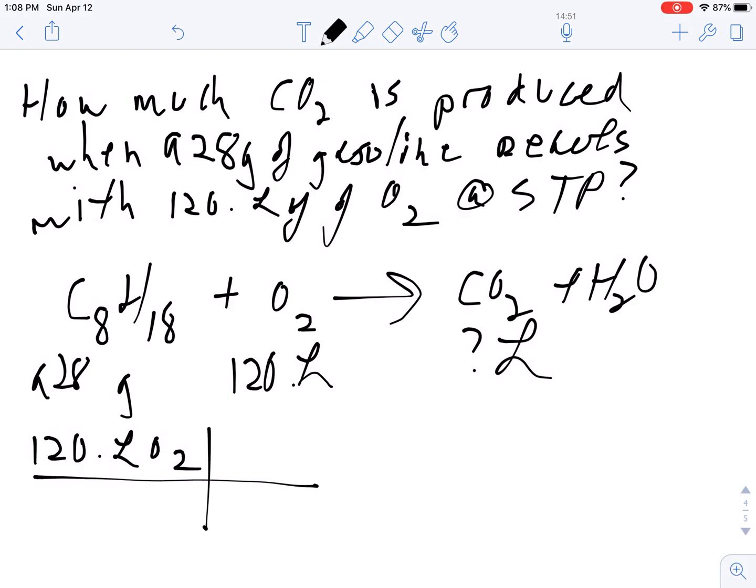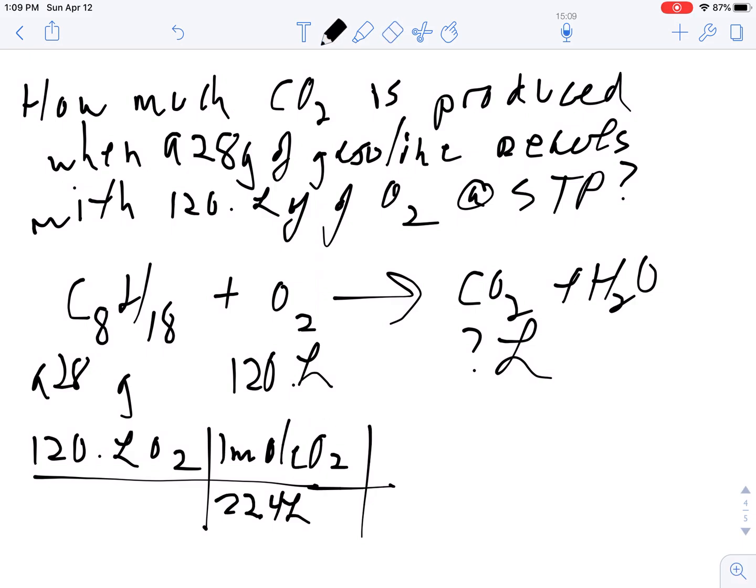Okay, so how do I get this to moles? Well, since I'm at STP, 22.4 liters is 1 mole of oxygen. Once I get it into moles, then I can use the mole ratio.